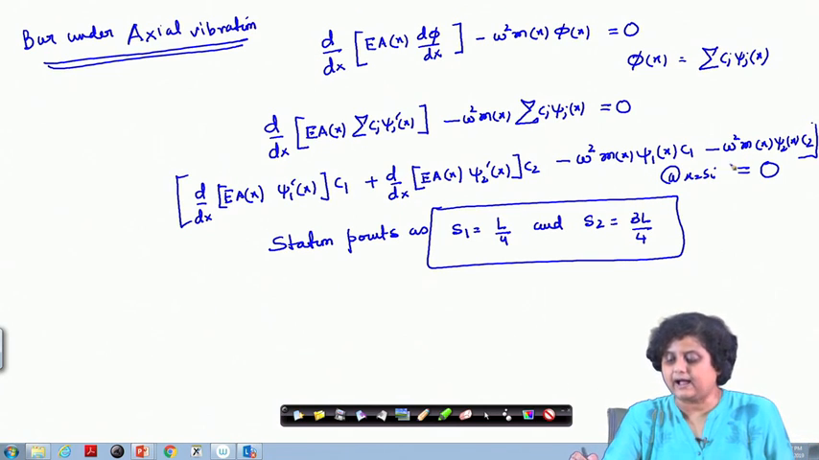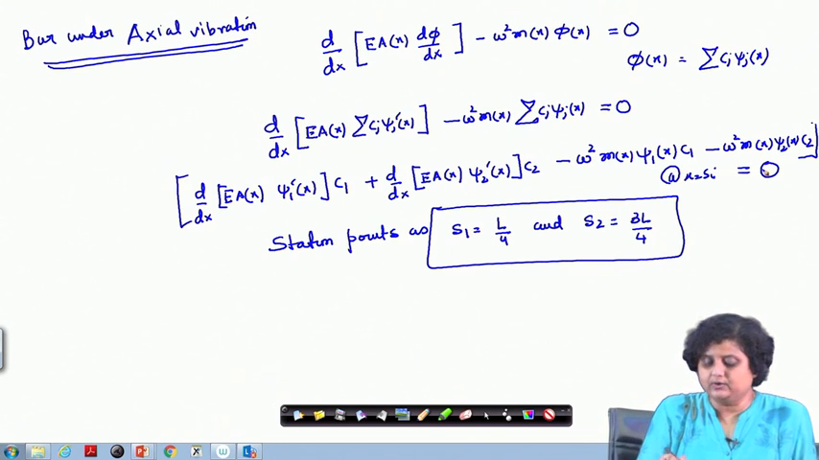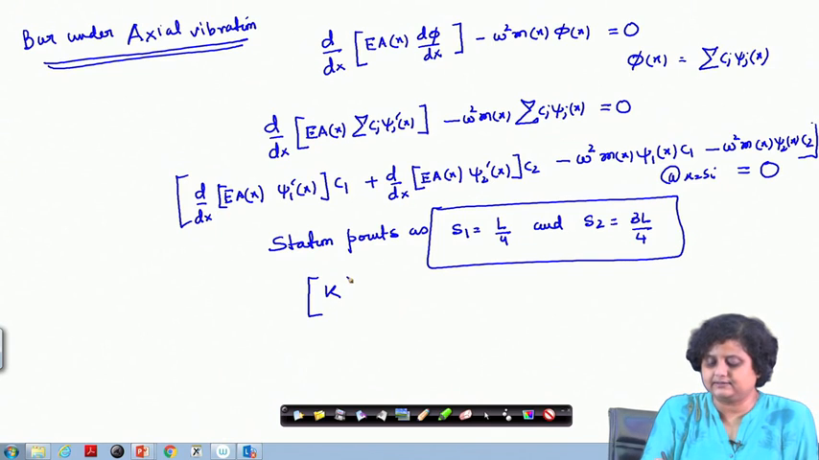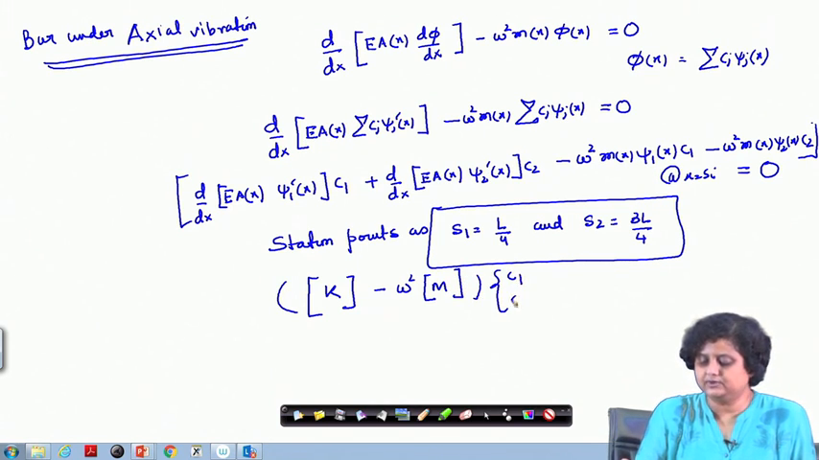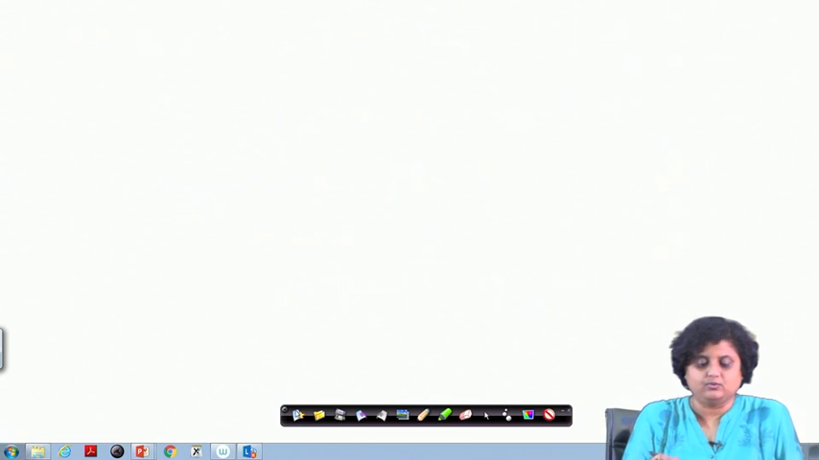Since there are two station points, for each station point I will get an equation like this, and therefore I am going to get two equations, which can be written as k minus omega square m into C1 C2 is equal to 0. So, this k is 2 cross 2, m is 2 cross 2. Now, our job is to find out what k11, k12, k21 and k22 are. Similarly, what m11, m12, m21 and m22 are. Let us try to see what they are going to be.